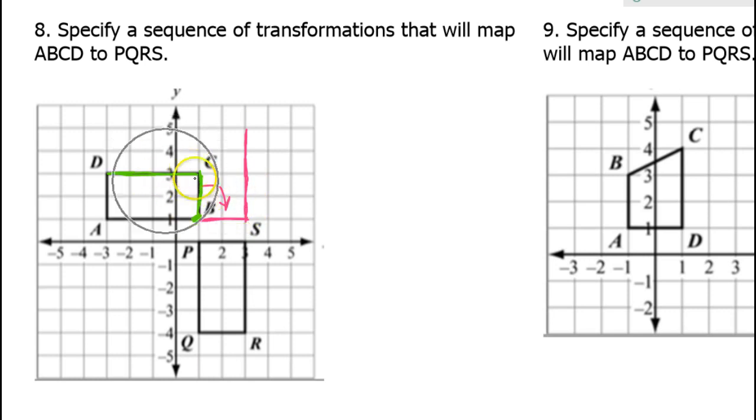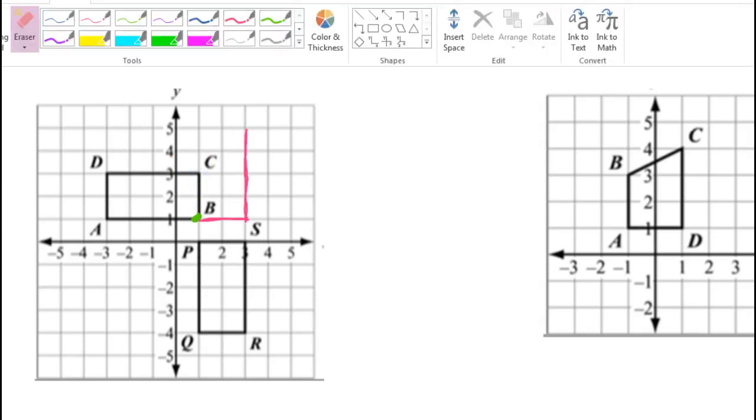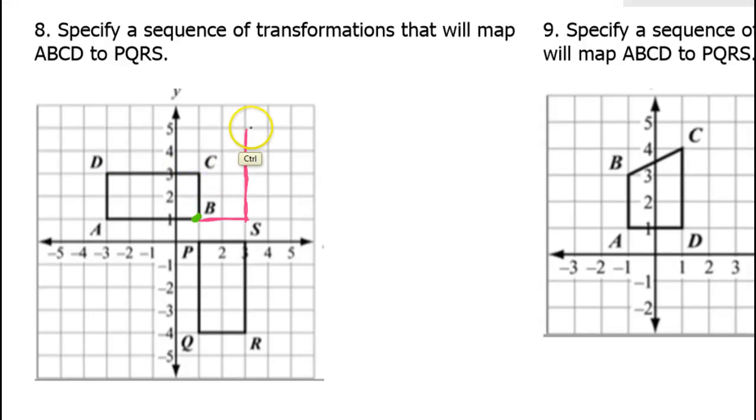Okay, so hopefully you can see this green L rotating and becoming the pink L. And that L is really enough to show you where the rectangle is, because it's a rectangle, it's symmetry. So the entire rectangle would become this rectangle. So far I've done a rotation of 90 degrees around point B.